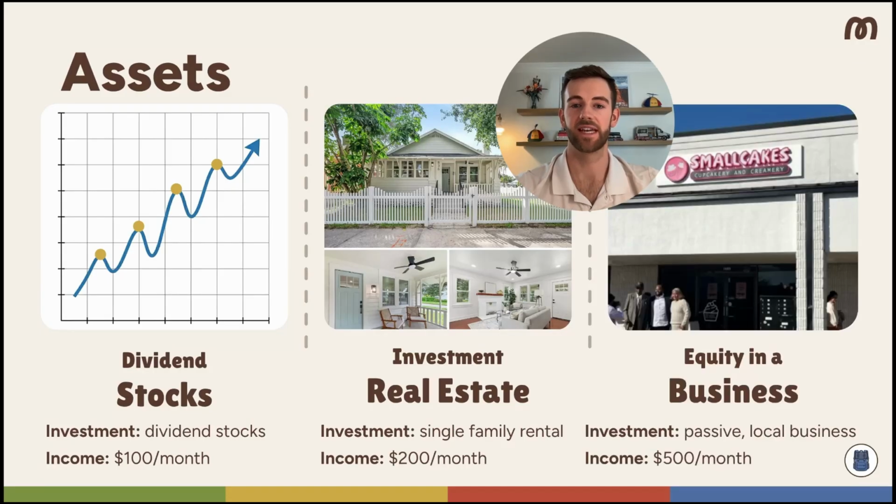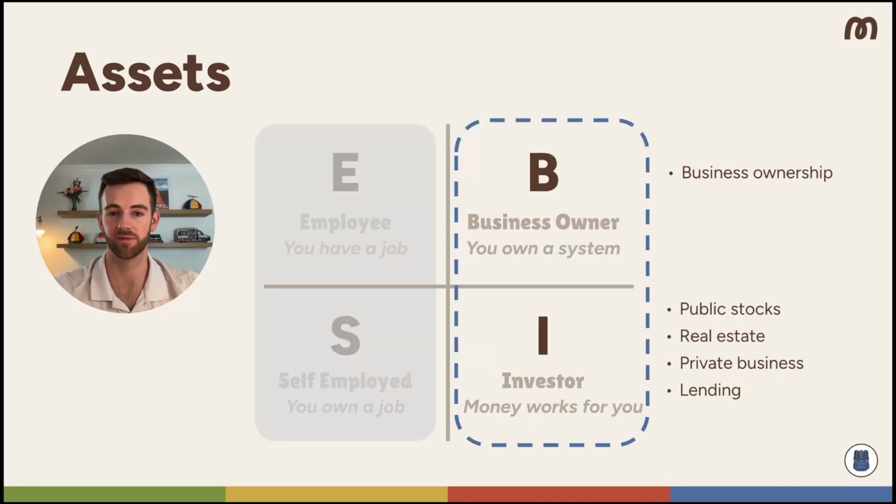And for a new example, I'm going to take my cupcake bakery investment. I was an owner of a passive local business, and this paid me over $500 a month. This is another example of an asset. All three of these put money in our pocket every month. To show you more examples of cash flow producing assets, they're all on the right-hand side of the cash flow quadrant. So you have business ownership, and bonus points if it's a systematized business that pays you even if you're not working. In the bottom right, you have things like public stocks, real estate, private business, and lending. Ideally, everything on this side continues to pay you even if you're not working.